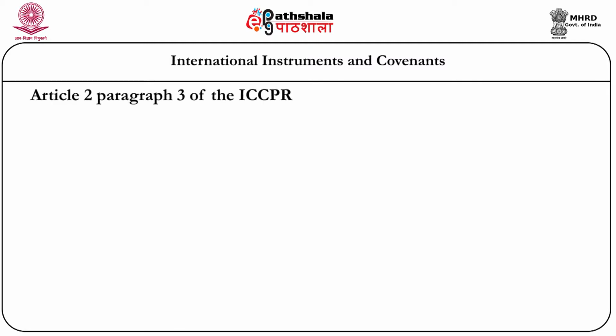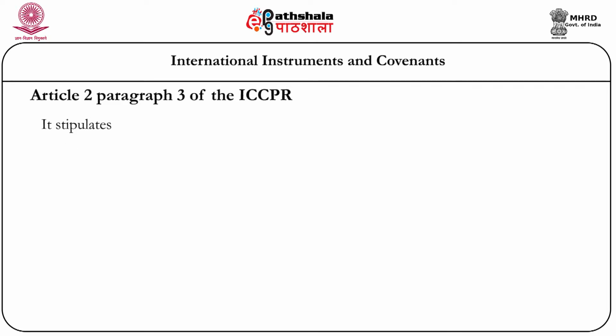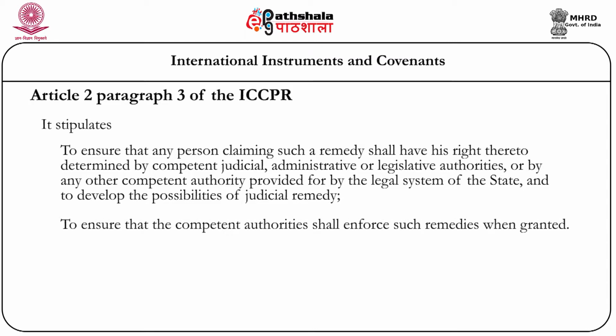Article 2, paragraph 3 of ICCPR stipulates, first, to ensure that any person whose rights or freedoms as herein recognized are violated shall have an effective remedy, notwithstanding that the violation has been committed by persons acting in an official capacity. Second, to ensure that any person claiming such a remedy shall have his rights thereto determined by competent judicial, administrative or legislative authorities or by any other competent authority provided for by the legal system of the state, and to develop the possibilities of judicial remedy. Third, to ensure that the competent authority shall enforce such remedies when granted.